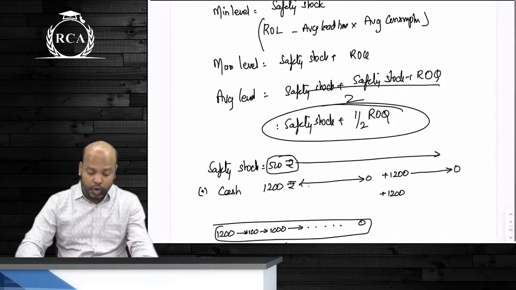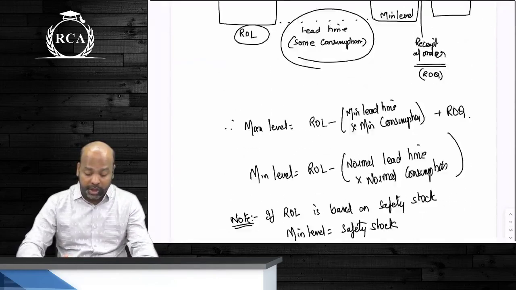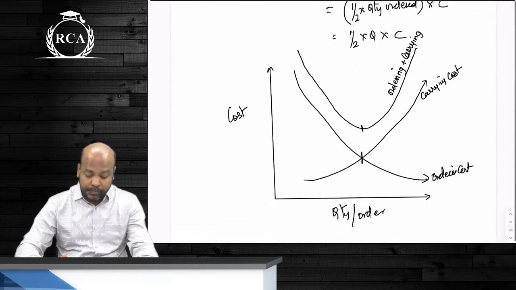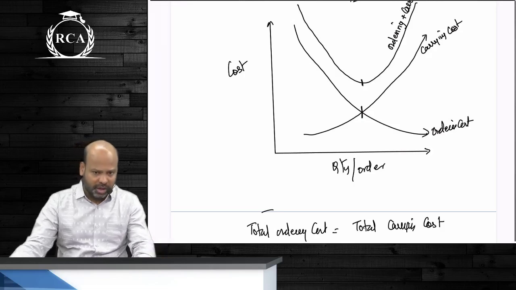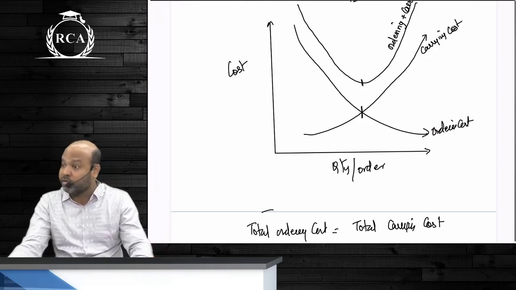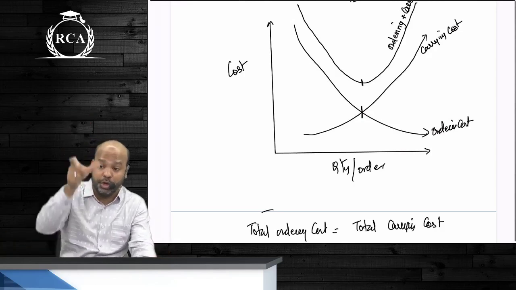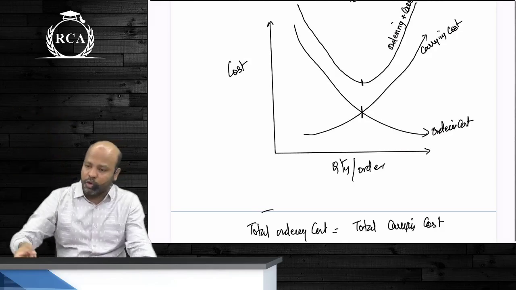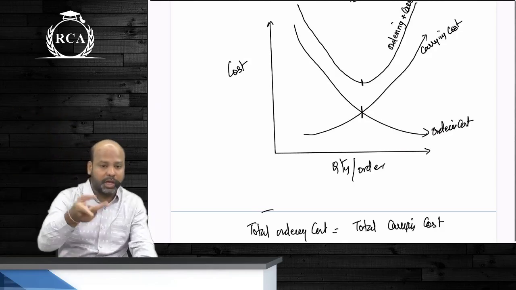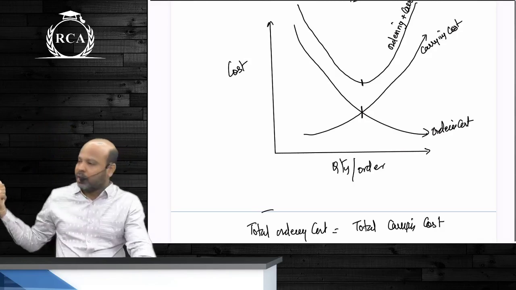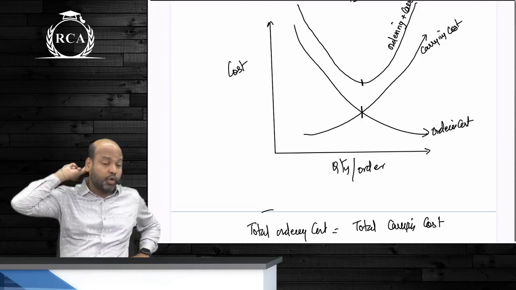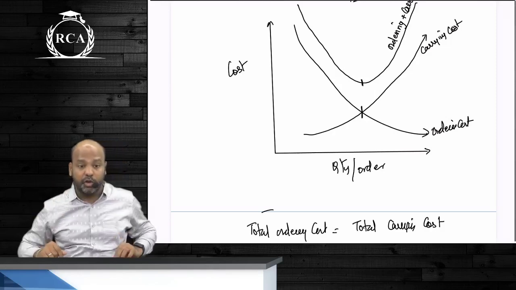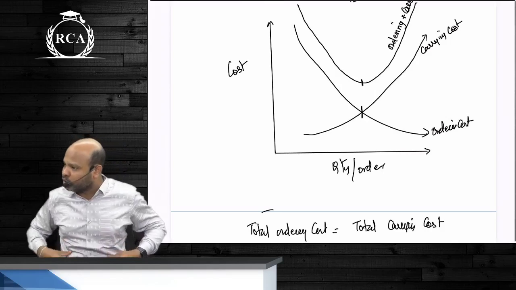The problem with EOQ, beta, is that it does not consider quantity discounts. It only takes ordering cost and carrying cost into consideration. So EOQ would work definitely as long as there are no quantity discounts. If there are quantity discounts, we may have to compare what is the total cost with quantity discount, what is the total cost without quantity discount at EOQ. Whichever alternative is better, that will be selected. So, beta, using this graph, I told you, the point at which total ordering cost is equal to total carrying cost will also be the point at which the sum total of these two costs is the least.